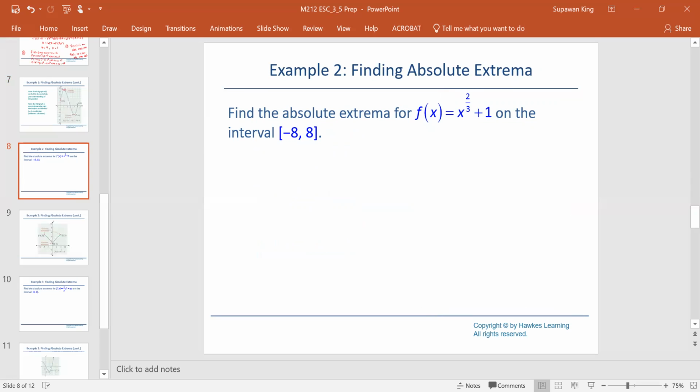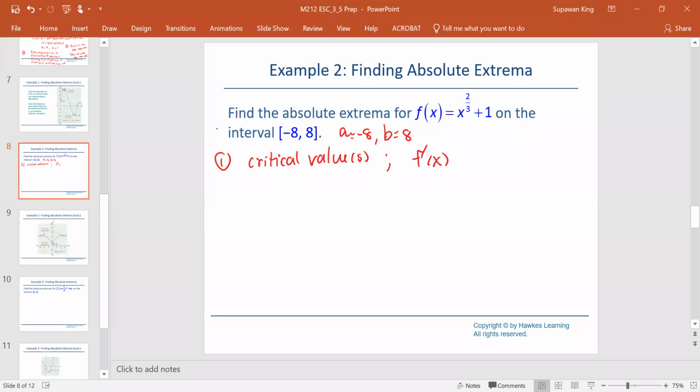Next example, we have f of x in the form of x to the 2/3 plus 1 on the interval negative 8, 8. Our a is negative 8, the b is positive 8. Step 1, find the critical values. It could be more than one number.